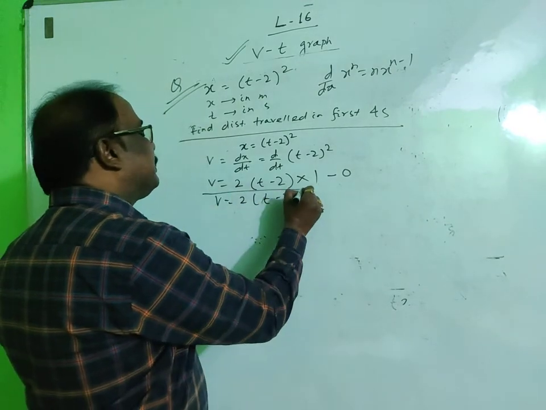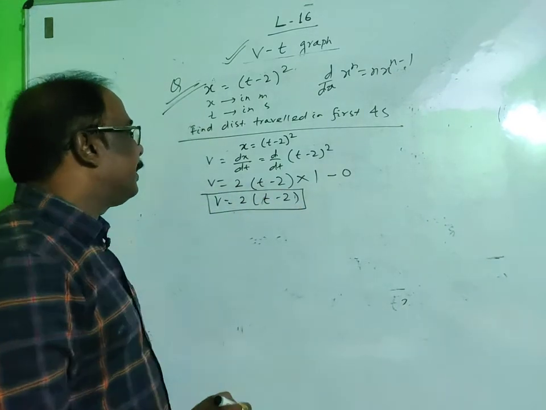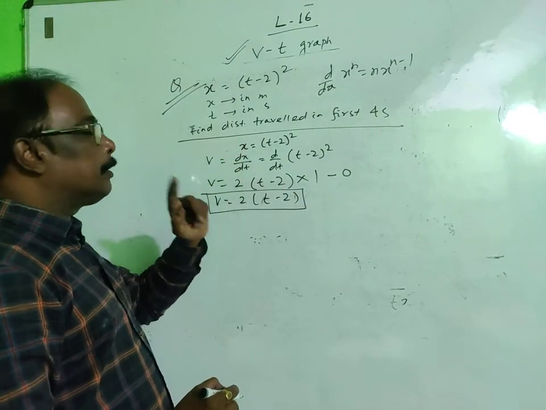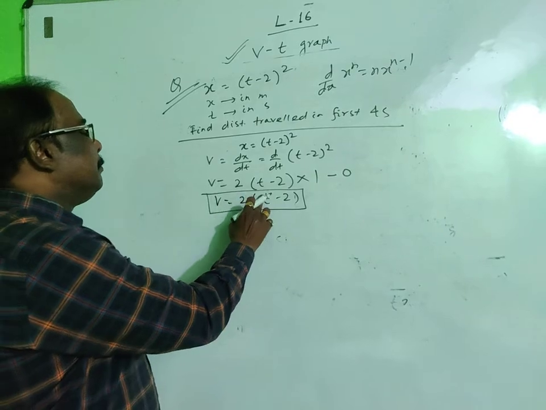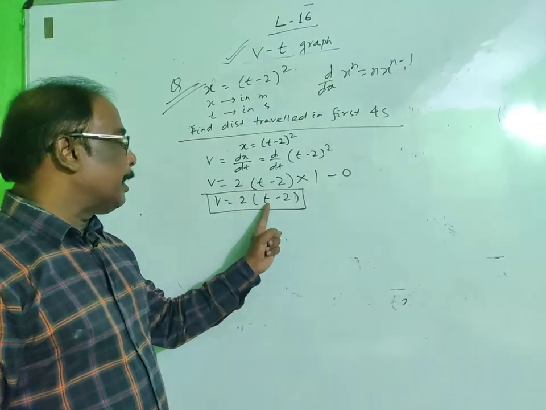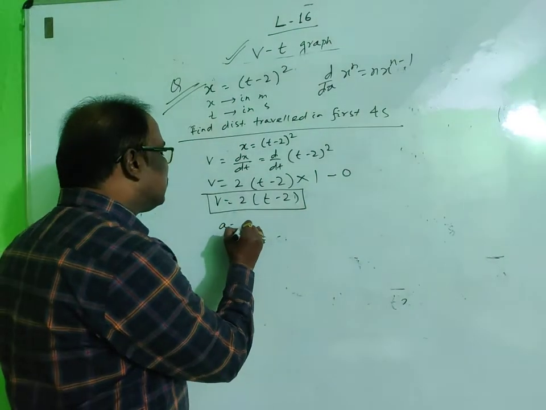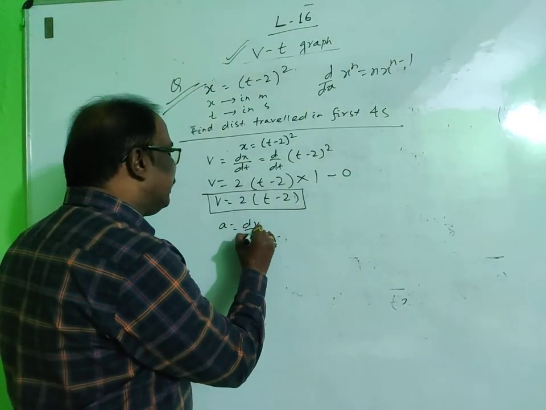This is the expression for velocity. From the equation of displacement we got velocity. See, again, velocity is not constant because time will go on increasing. Then let's find what is acceleration. Acceleration is equal to dv by dt.